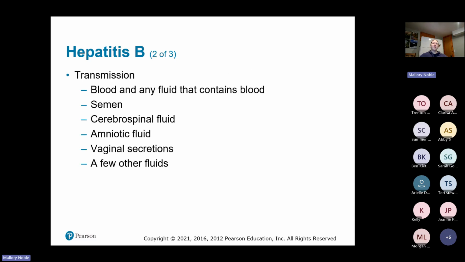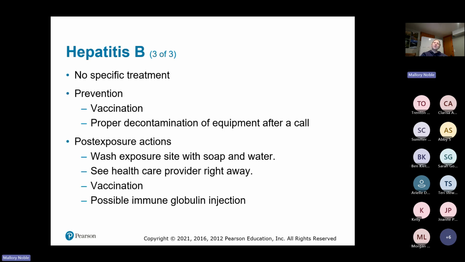It's transmitted through blood and any fluid that contains blood, so things like semen, cerebral spinal fluid, amniotic fluid, vaginal secretions, and there's a couple of others. There's not really a specific treatment for this. However, there is a vaccination. It's actually one of the first vaccinations recommended after birth.